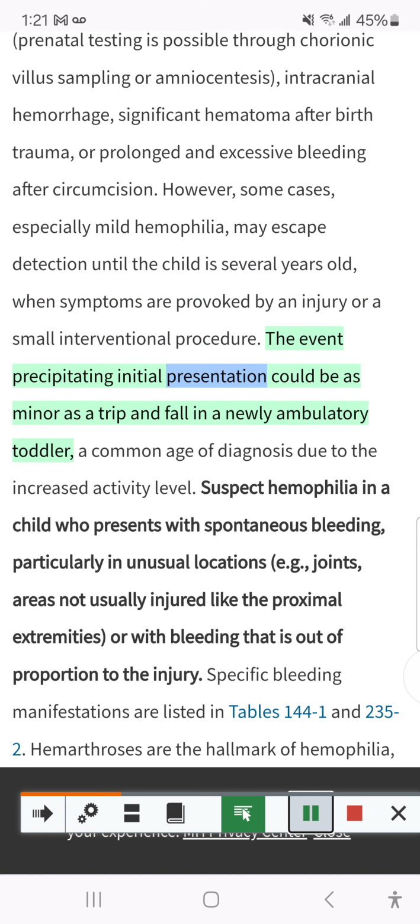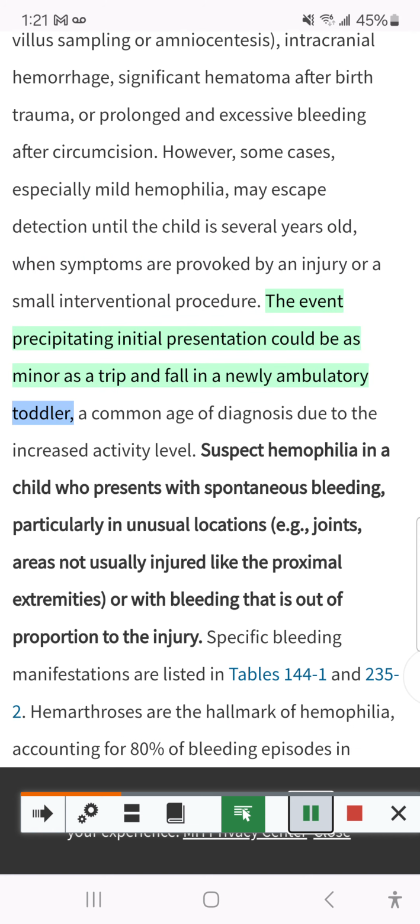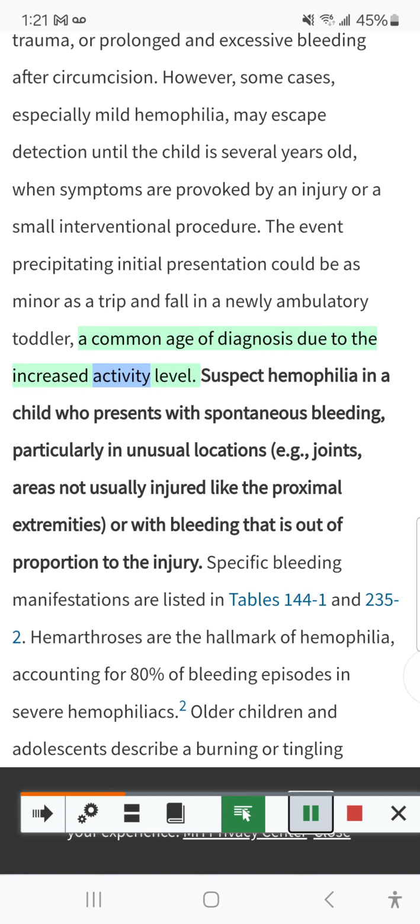The event precipitating initial presentation could be as minor as a trip and fall in a newly ambulatory toddler, a common age of diagnosis due to the increased activity level.